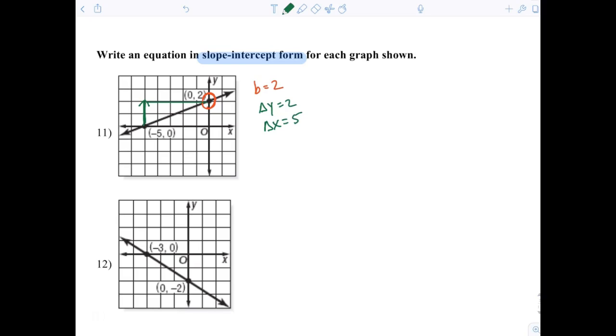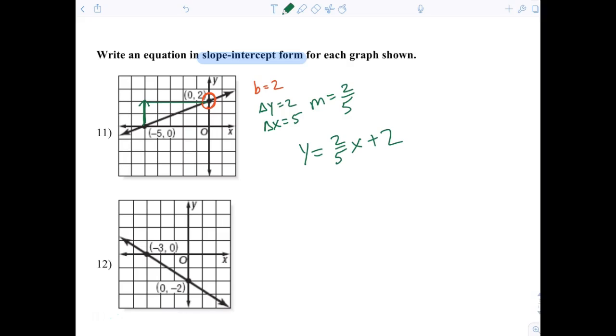So the slope is what? 2 over 5, which means our equation is y equals 2/5 x plus 2. That's all there is to it.